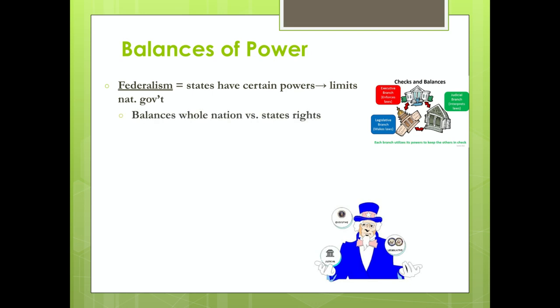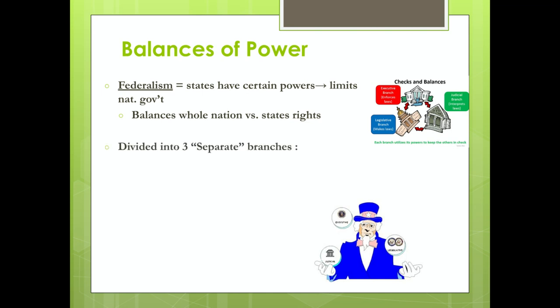Again, by doing this, you got the whole nation versus states' rights. So you have, of course, federal powers versus state powers, and sometimes they conflict. And we have had cases like that just recently. Sometimes the federal government overrules some of those state rights or state laws, and then sometimes the state law is pretty much going to take out whatever the federal government is saying. So sometimes those things do come into conflict.